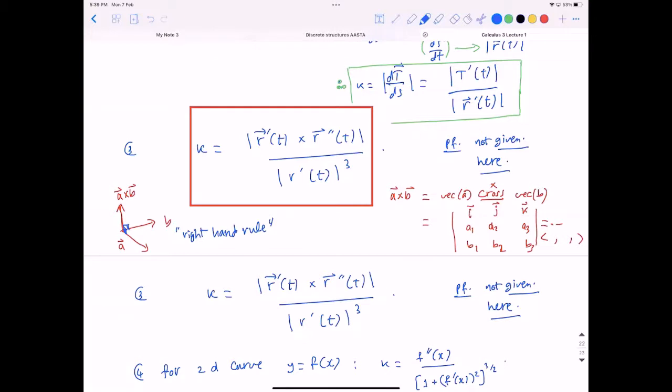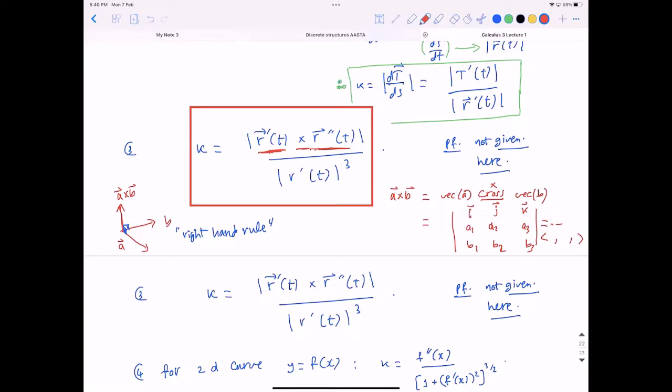What it says, the important thing: if you are given the vector function R of t, find its first derivative, find the first derivative of R, second derivative of R, then cross them using the vector product. Get the magnitude of this cross product vector. So one, find the first derivative, second derivative, their cross product, the magnitude of this cross product. This is the first step.